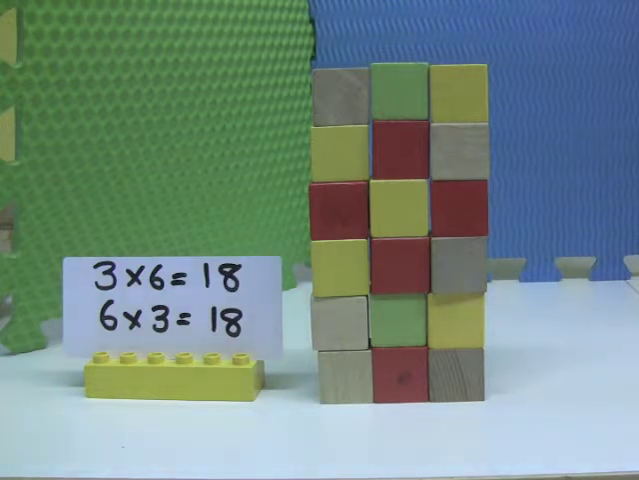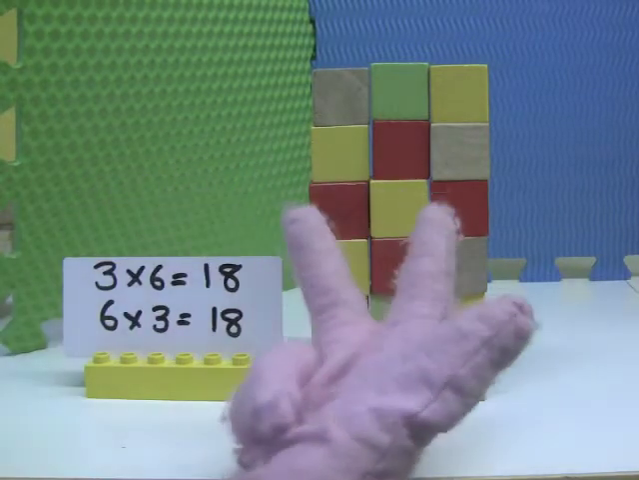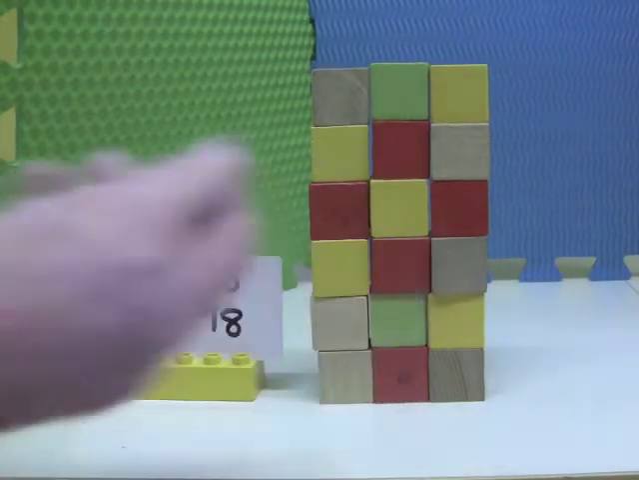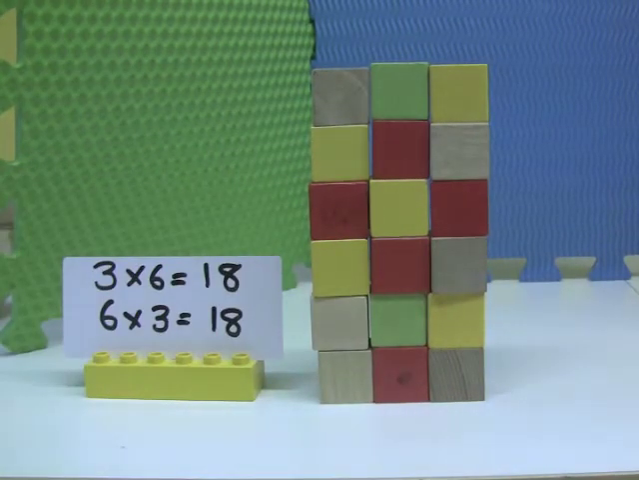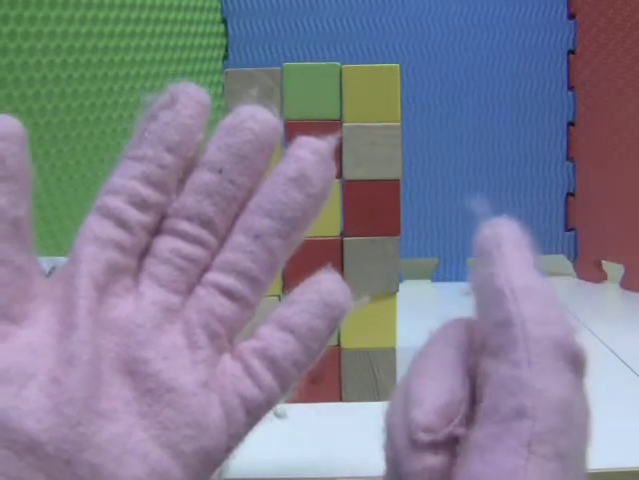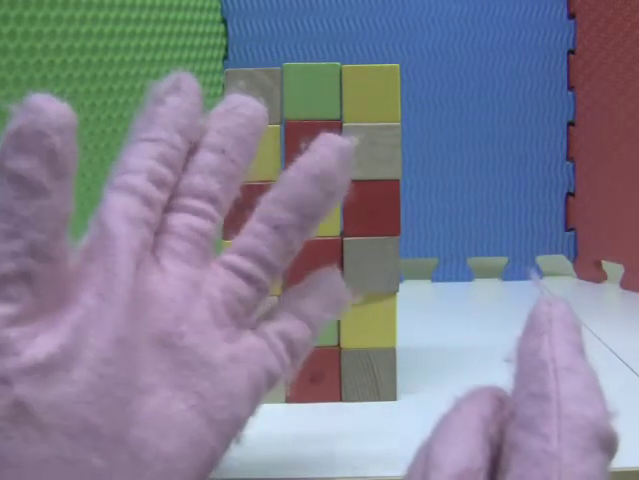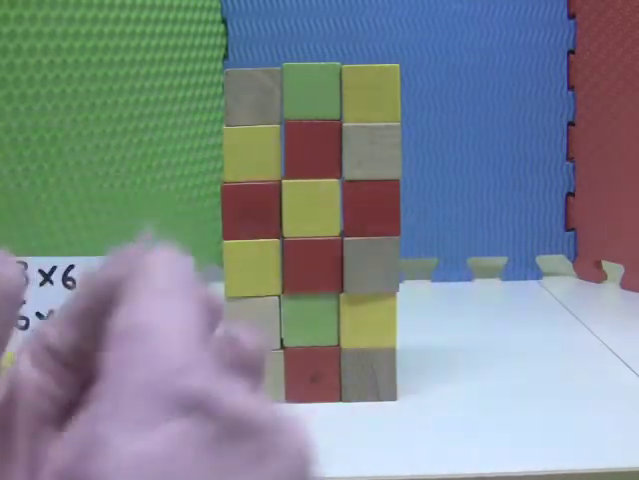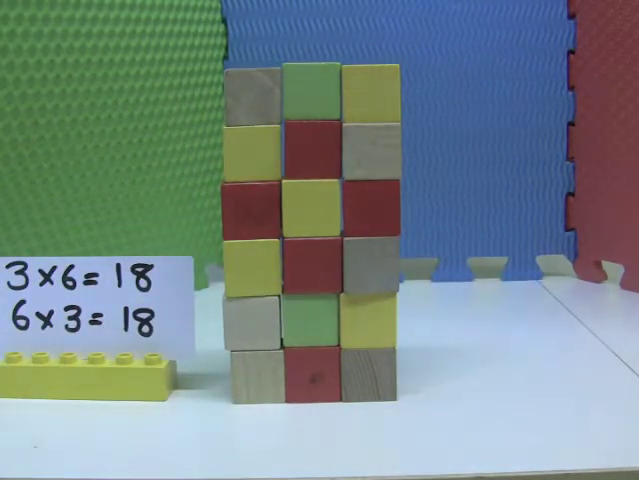So instead of counting in 6 3 times, now I can count in 3s 6 times. So using 6 fingers and counting in 3s, 3, 6, 9, 12, 15, 18. 6 times 3 is 18, which is the same as 3 times 6.